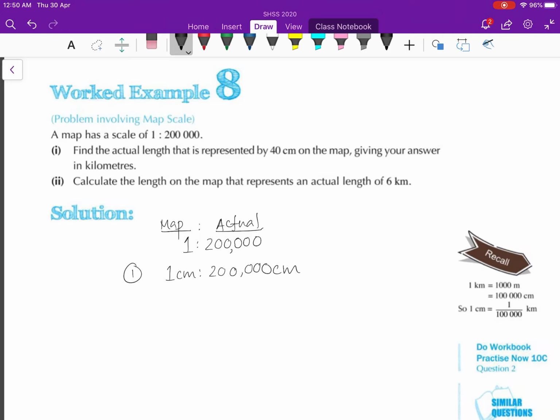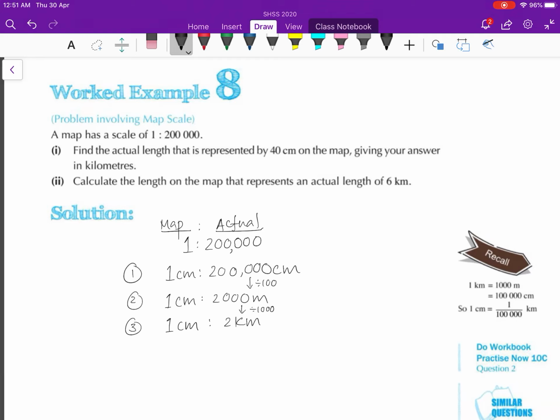Okay, I'm going to now convert. The map is forever in cm. Now I'm going to convert cm to meters. To convert cm to meters, all I need to do is divide by 100, which is removing 2 zeros. That would be 2,000 meters. And I'm going to do it again. 1 cm, I'm going to change it into km. To change meter to km is divide by 1,000, which gives me 2 km.